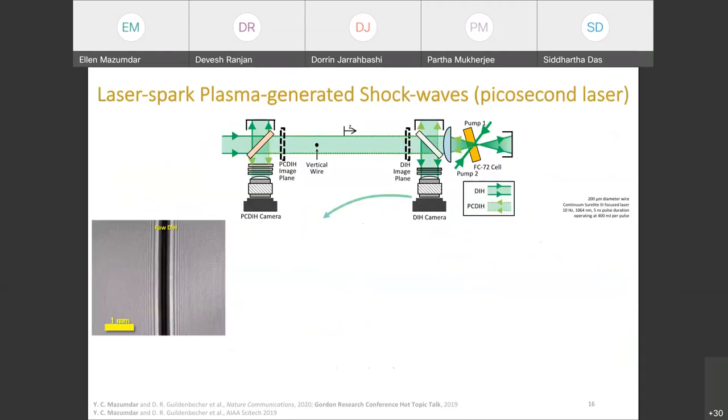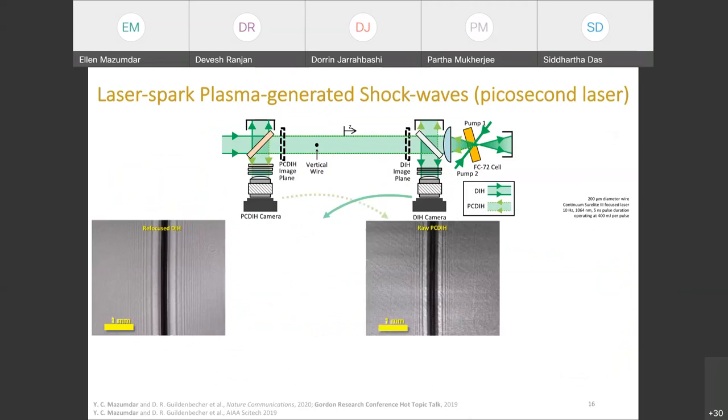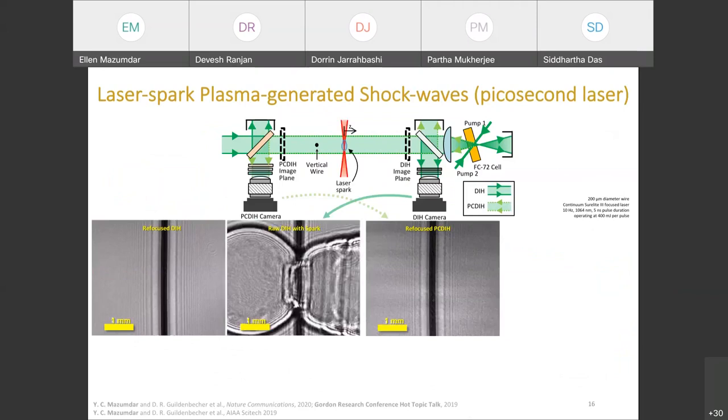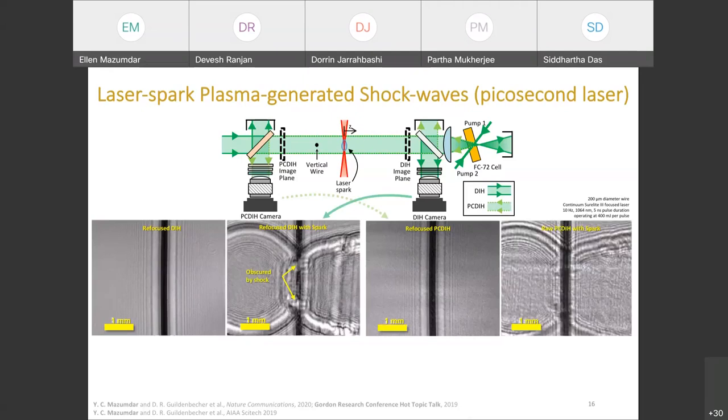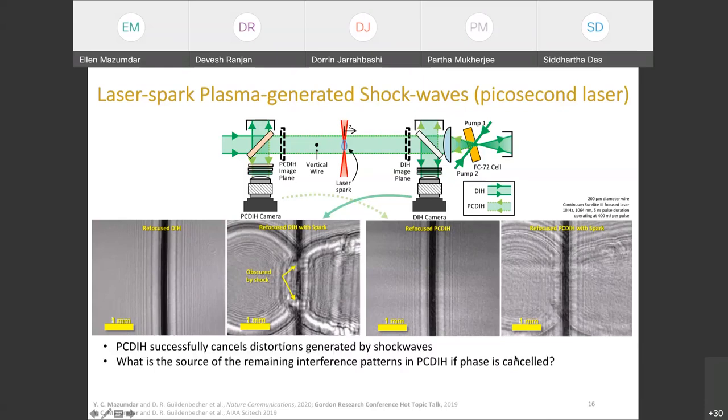So I'll show you some results fairly quickly. Here's our original line, and we have our original line refocused from our holography camera. From our PCDIH camera, or our distortion canceling camera, we can do the same thing. If we add a laser spark to the system, the traditional DIH camera is unable to do any phase cancellation. But if we apply it to the phase conjugate system, we get the unfocused image that looks like this, and numerically the refocused image that looks like this. And so now you've recovered all the areas that have originally been obscured. So it looks like it works really well. And then, maybe one of the questions you'll have is, what are the remaining sources of all these interference patterns?